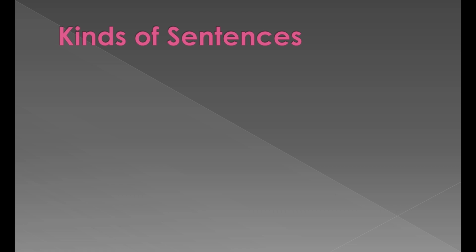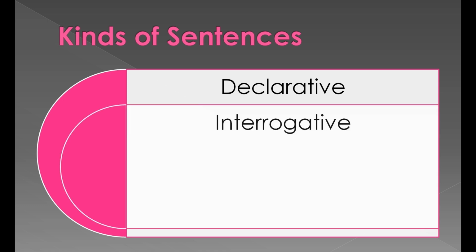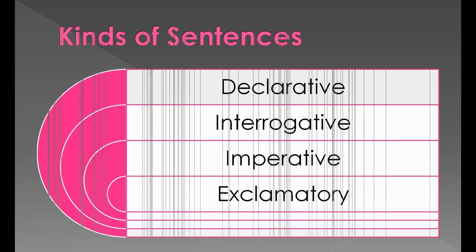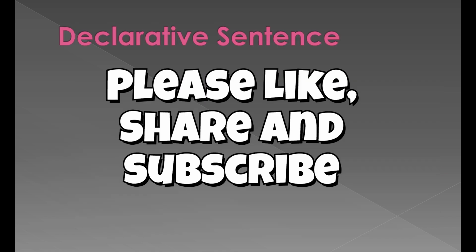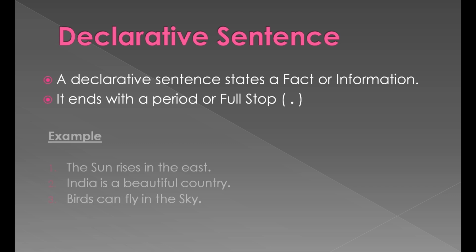There are four kinds of sentences. One is declarative, second one is interrogative, third one is imperative, and fourth one is exclamatory. First, we will see a declarative sentence. A declarative sentence states a fact or information. It ends with a period or full stop. Now we will see the examples.